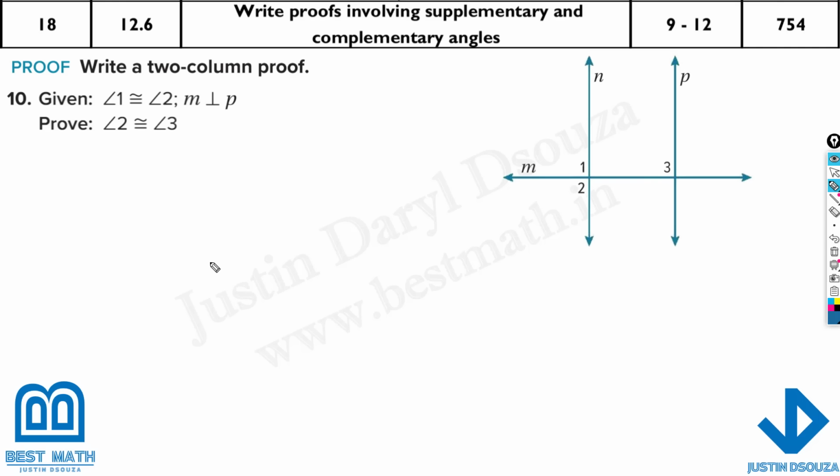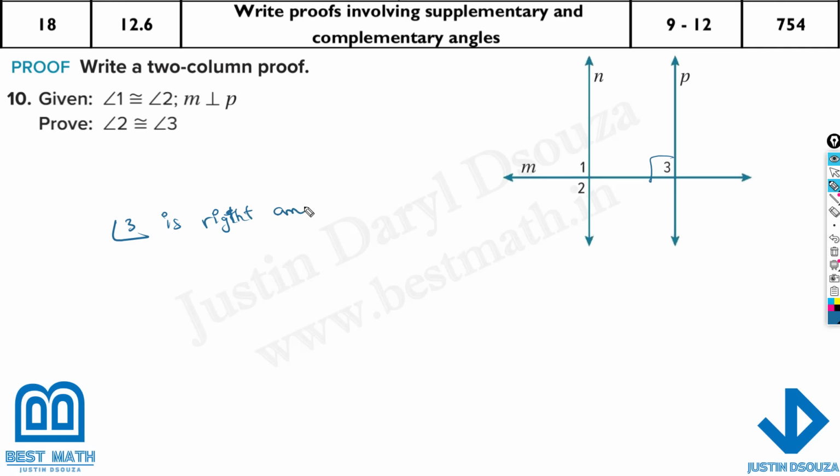I'm not going to write the given things, but after what is given, that is very important. Initially I thought I could tell angles 1 and 3 are perpendicular, corresponding, but to tell that we need to know N and P are parallel. They have not mentioned that, so I can't go with that basis, but I can tell this is 90 degrees. Why? Because they have clearly told M and P are perpendicular, so I'll tell angle 3 is a right angle.